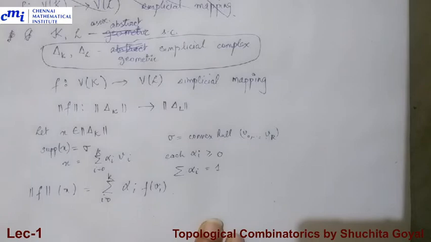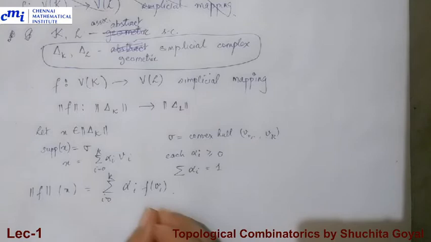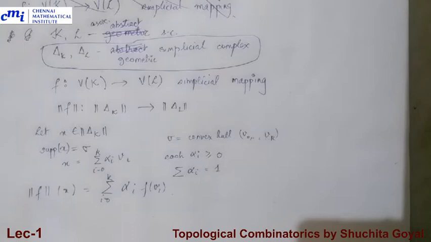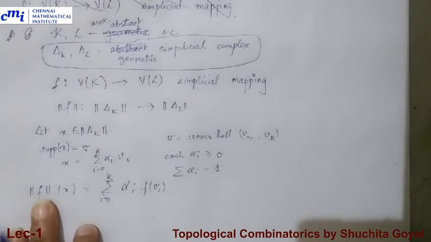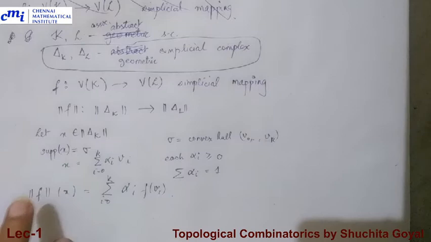You should check that this is a well defined map, because this collection of f(vi)'s is always the vertex set of a simplex. And you can also check that this is a continuous map. Furthermore, if this simplicial mapping, as a map on the vertex side, happens to be injective, then even this map is injective. And if this is an isomorphism, then this gives you a homeomorphism. So the spaces technically also become the same, which we had been talking about.